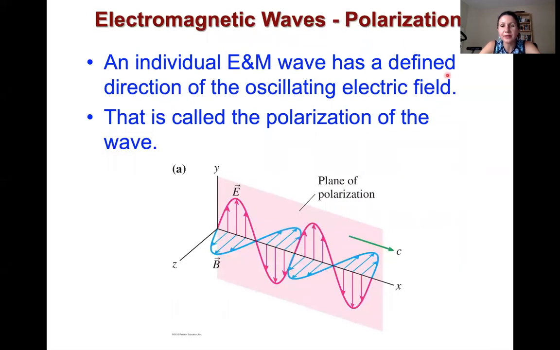Okay, another important feature of electromagnetic waves is polarization. And we talked a little bit about that when we talked about matter waves. So all waves have polarization. And what is polarization? It's the direction of the oscillation. When we talk about polarization of light waves, we always focus on the electric field. So in this case, this wave is polarized in the Y direction because that's where the electric field is oscillating. So this would be known as the plane of polarization of this wave.